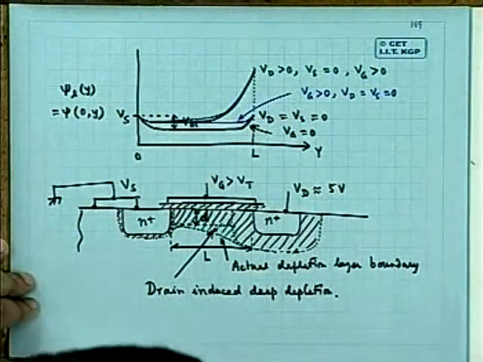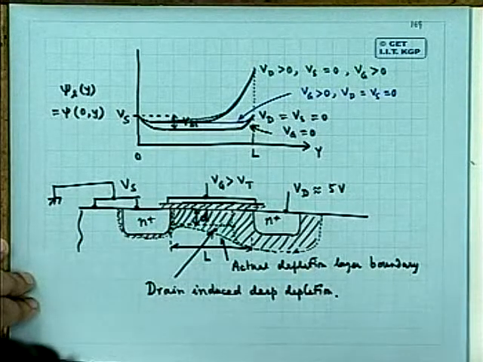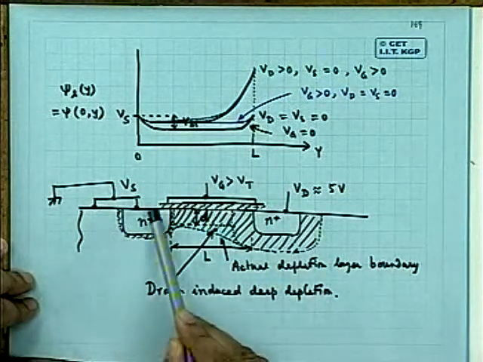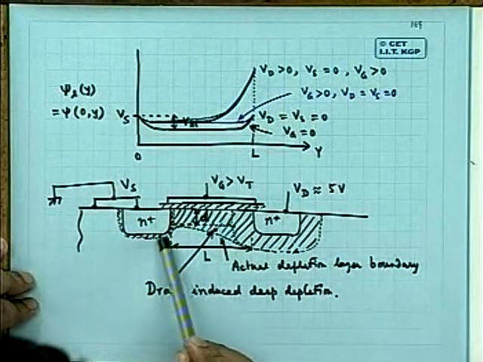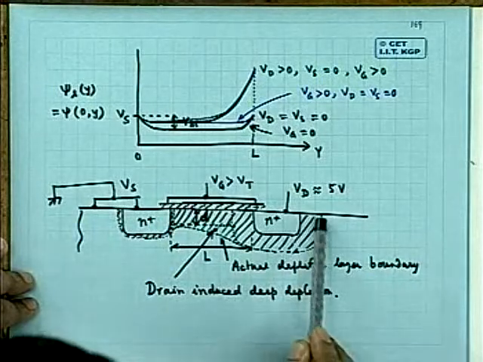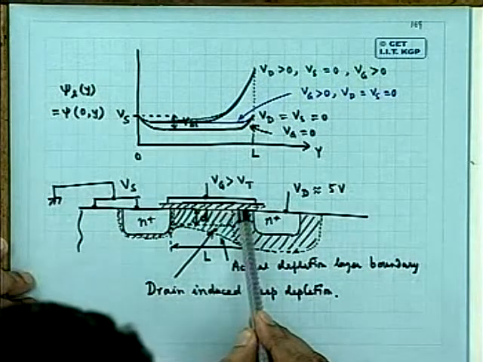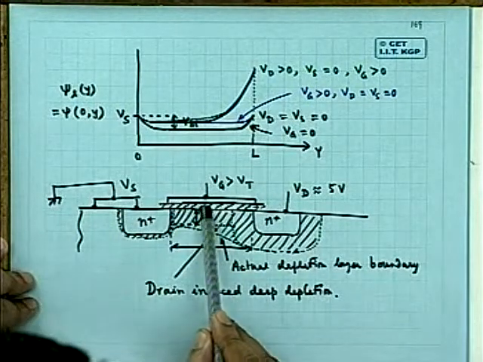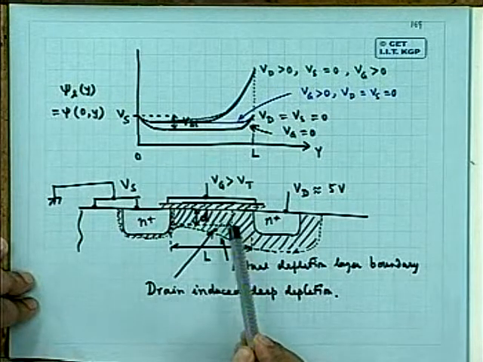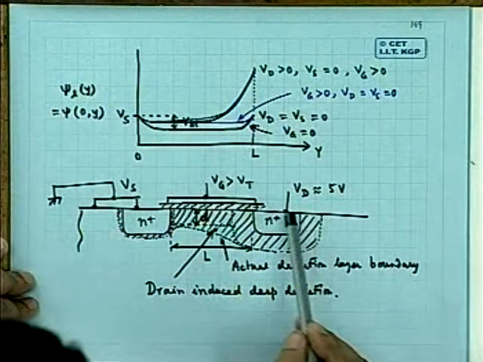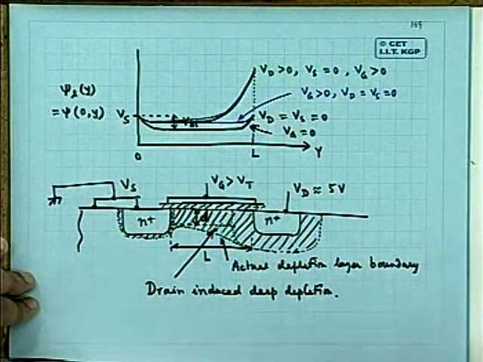Remember that I drew the cross-sectional diagram of an N-channel MOSFET showing the depletion layer. You remember that I drew one diagram which is shaded by black lines, that assumed that the depletion layer width below the channel is constant in thickness. There is no deep depletion caused by the drain voltages induced by the drain.